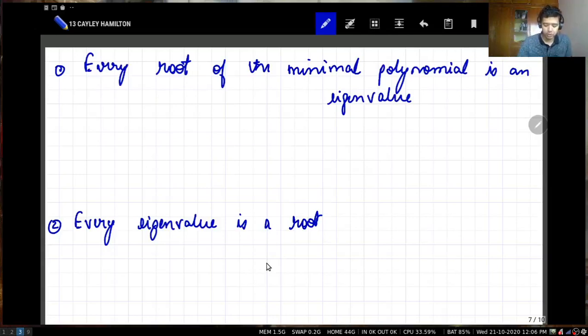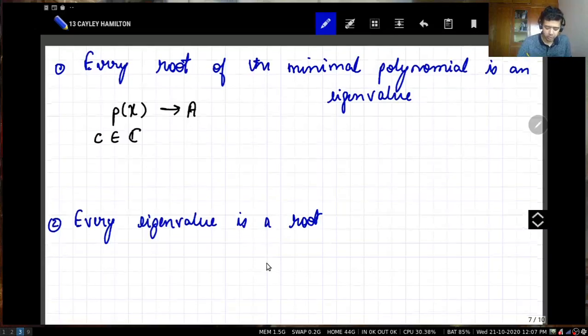Right? So let's try to prove statement 1. We want to show that every root of the minimal polynomial is an eigenvalue. So let's say that P of x is the minimal polynomial for the matrix A, and let's assume that C is a root of the minimal polynomial. For now we'll just assume that we're dealing with complex vector spaces. So the constant C is a root of the minimal polynomial.